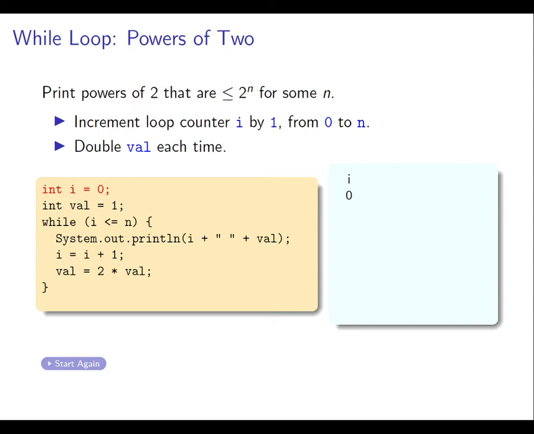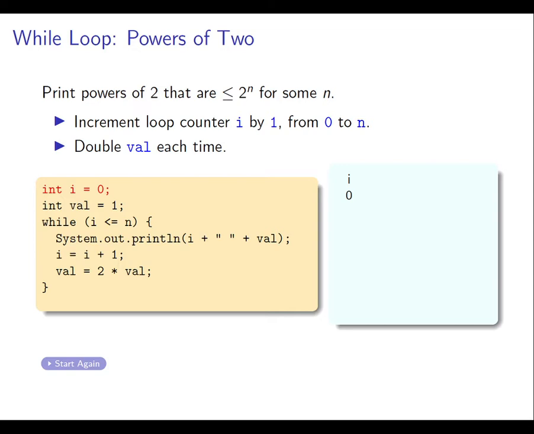And we're going to use another integer variable val, which starts off at 1, and we're going to double it each time, and that's how we're going to calculate the powers of 2. Incidentally, we're going to see a better way of doing this later on, but this is just our initial illustration of the while loop. While loops can be very useful.